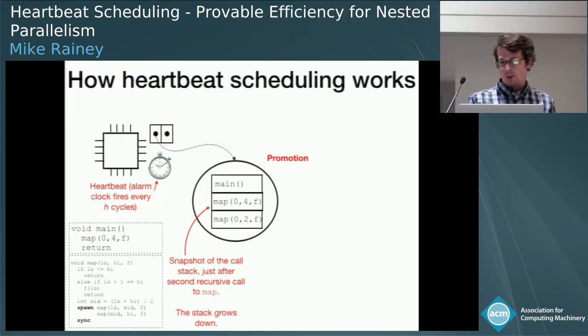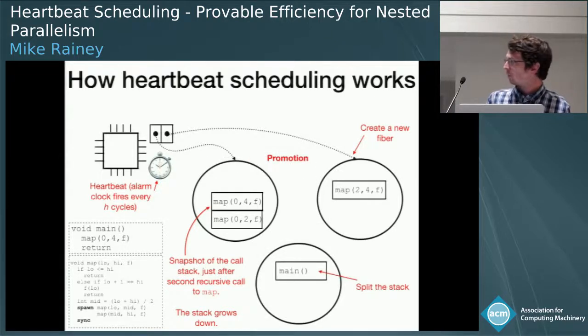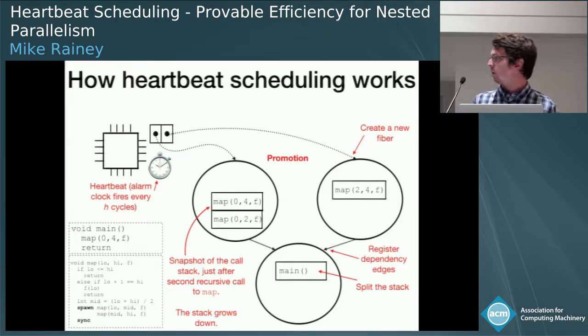So what it does at this point is liberate that parallelism into a new fiber. And that's almost it, there are just a couple other steps. The next thing it does is create a join point for these two new parallel computations, and then registers the dependency edge so that it executes properly. At that point, the promotion stops, and the program continues running.